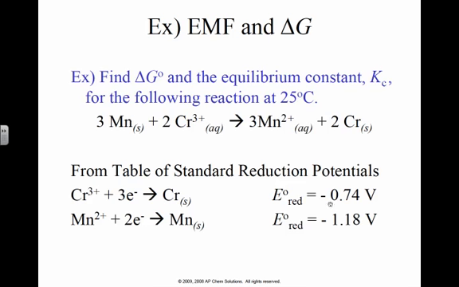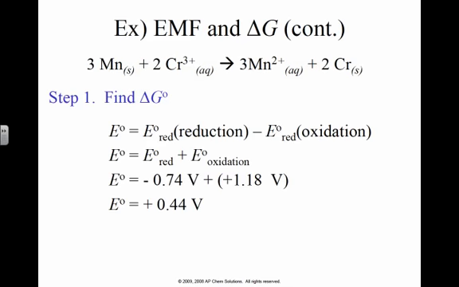So I'm going to take my chromium value, negative 0.74, minus my oxidation value, negative 1.18, and I get 0.44. And I can tell you right now that's a positive value, therefore this is going to be spontaneous, therefore delta G should be negative.